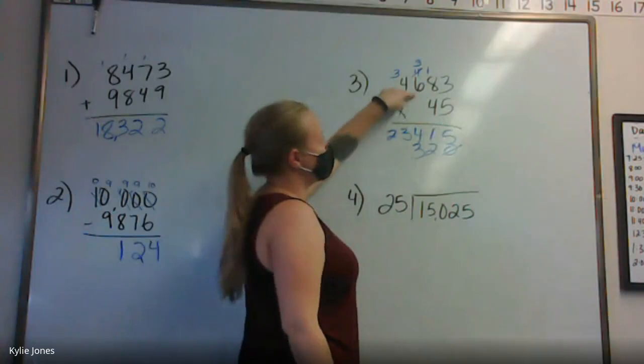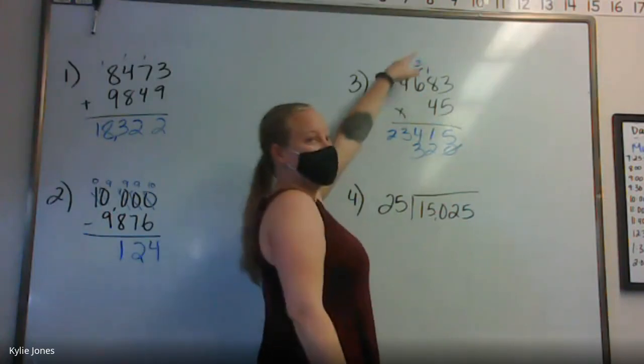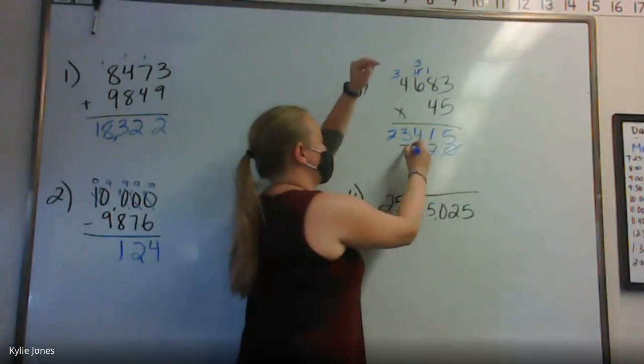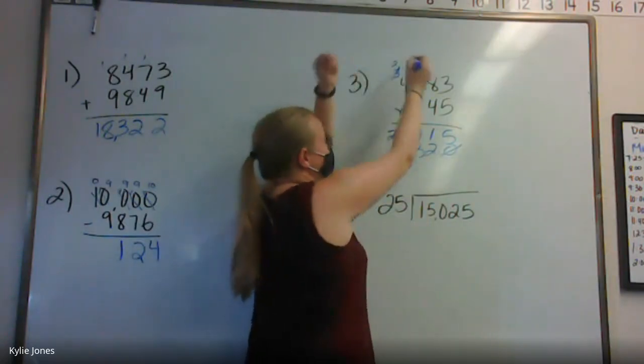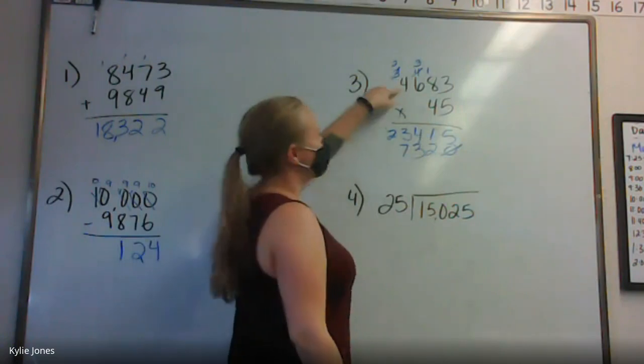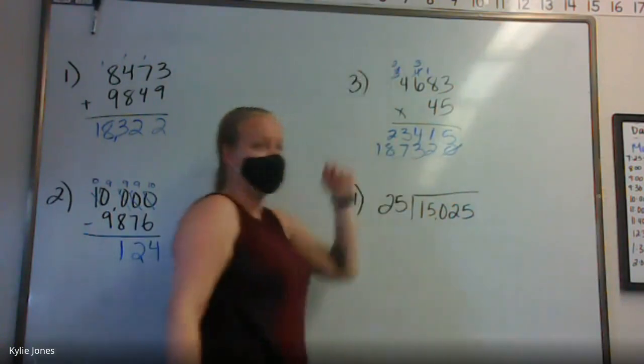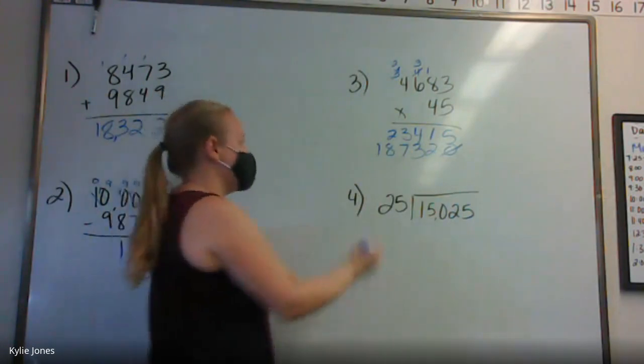What is 4 times 6? 24 plus 3? 27. Carry your 2. And 4 times 4? 16 plus 2? 18. Now I'm done, right? We still have to add at the end.